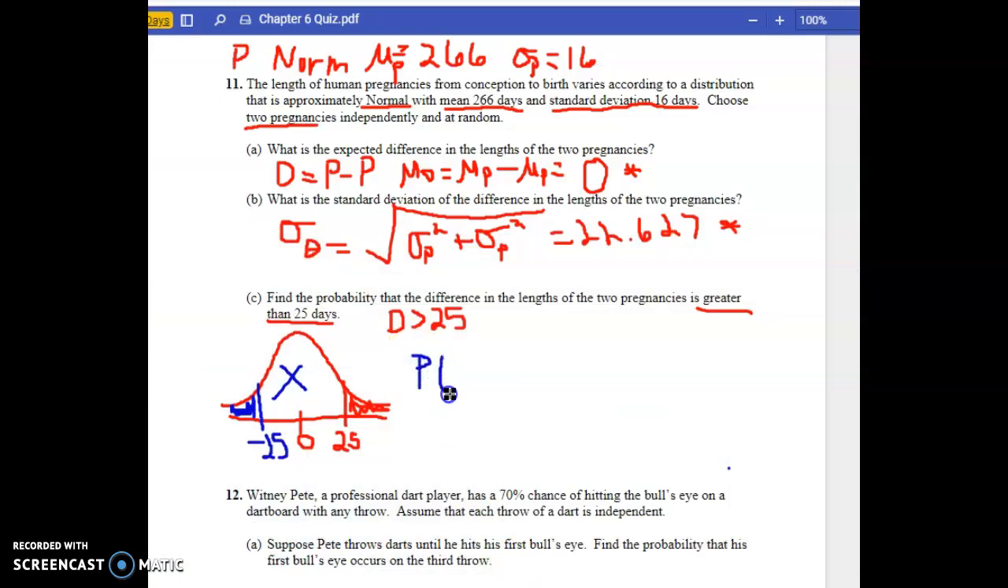So your work here should look something like this. The probability that you get a difference in pregnancies that's more than negative 25, or, oh wait, I'm backwards, sorry. Right, I want the difference to be greater than 25, so it could be less than negative 25 or more than 25. And then I would just do your calculator speak, norm CDF, and so on. I'm writing with my finger. And then the area you get is 0.269.